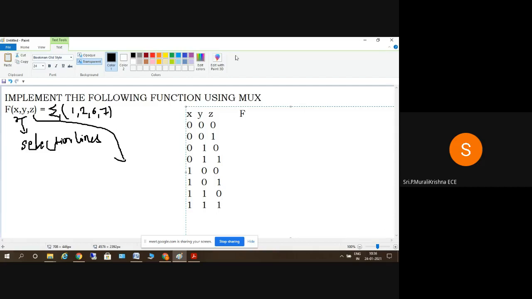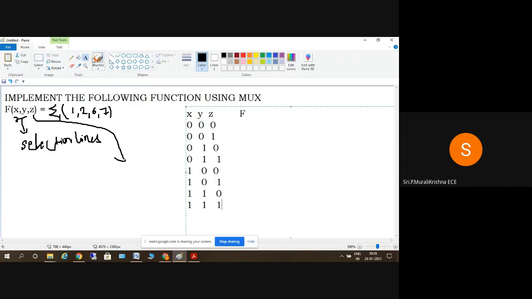So there are 3 combinations here, and you're given a function. The function will justify which values have to be 1. Already you are given a function, and as I told you, x and y will be the selection lines.